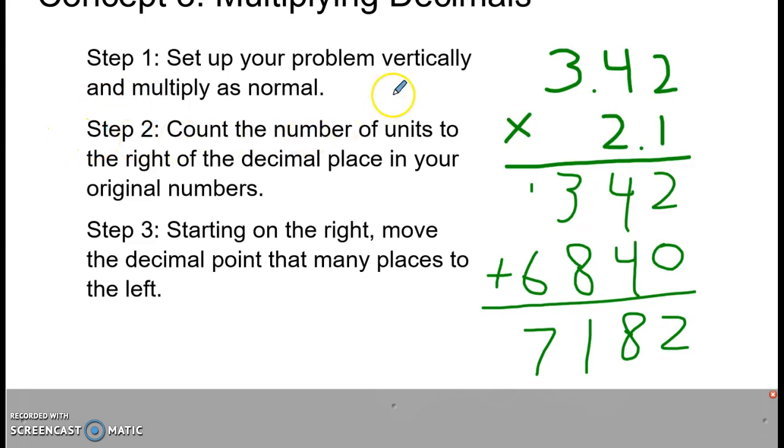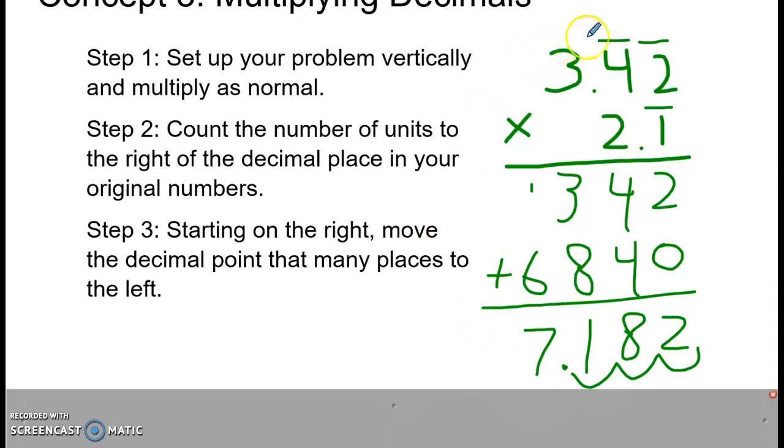Now step 2 is counting the number of units you have to the right of the decimal point in both or all of the numbers that you multiplied. So in 3.42 I have 2 decimals, or 2 places to the right of the decimal, and in 2.1 I have 1. So I'm going to take that, I've got 3, I'm going to start all the way on the right of my number, and I'm going to go over 1, 2, 3, place my decimal point, and I've got my number as 7.182.